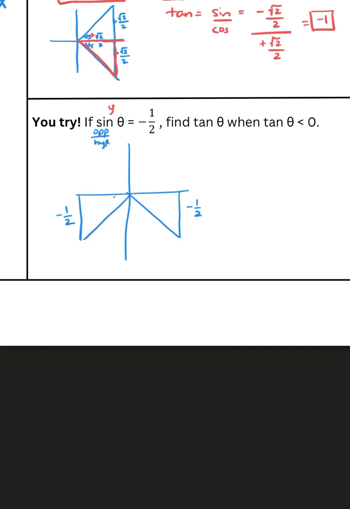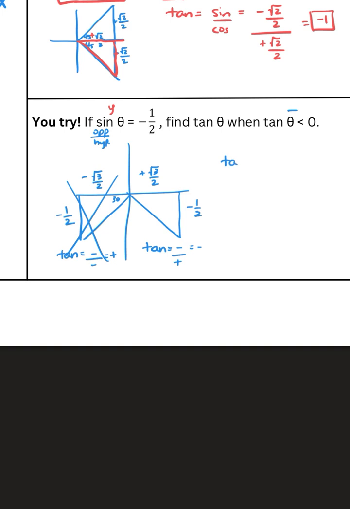So that means that this is my 30, so my 60 is square root of 3 over 2. Square root of 3 over 2. This one's positive, this one's negative. Find the tangent where the tangent is less than 0. So which one is my tangent going to be negative? Here, tangent, negative divided by negative is going to be positive. Here, my tangent is my negative divided by a positive. That's going to be negative. So my tangent is negative in my fourth quadrant.